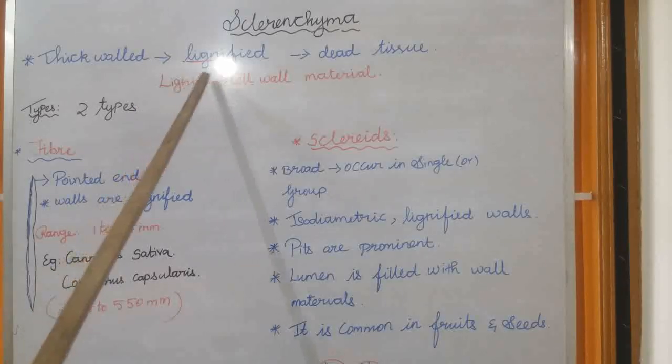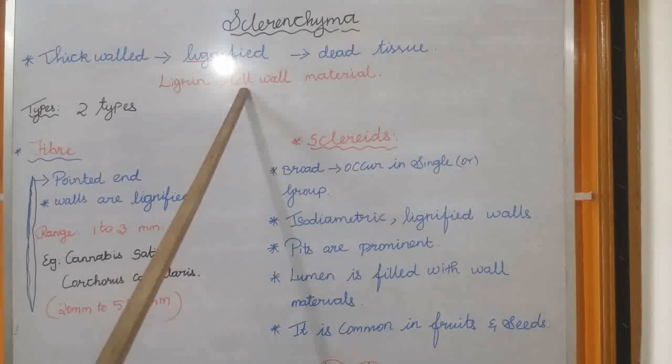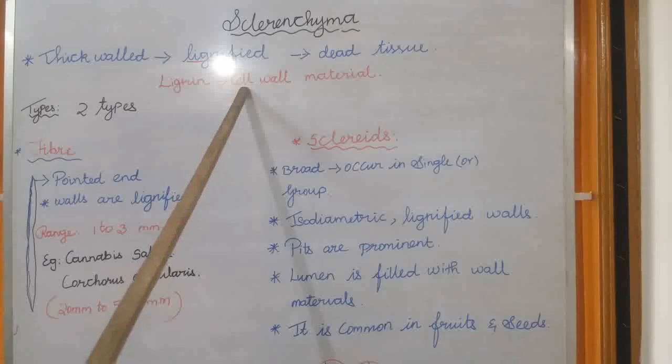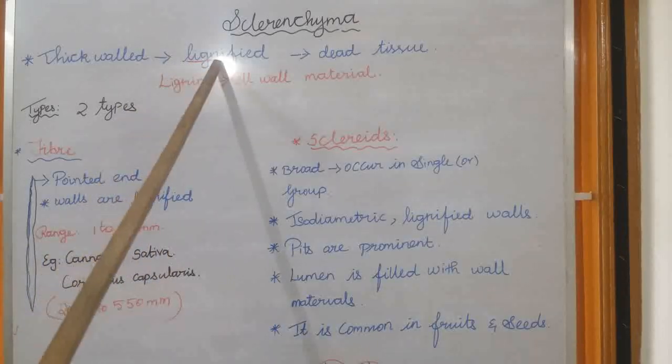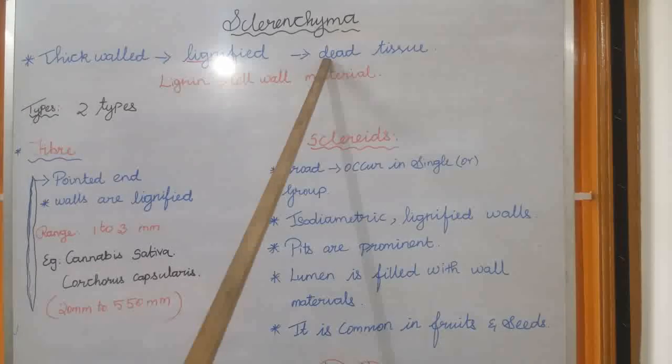Lignin is one type of cell wall material. So the cell wall is made up of lignin, and such cells are called lignified cells. Lignified cells are considered dead tissue. So sclerenchyma is one of the dead tissues in simple permanent tissue.